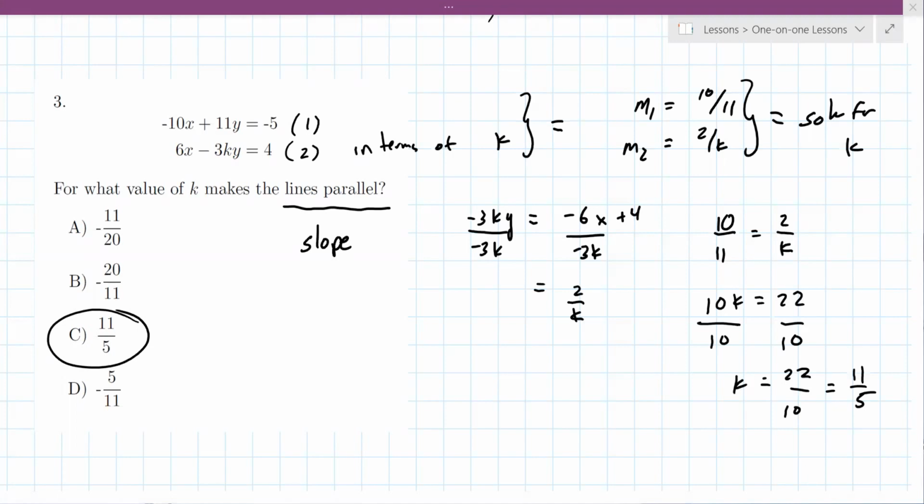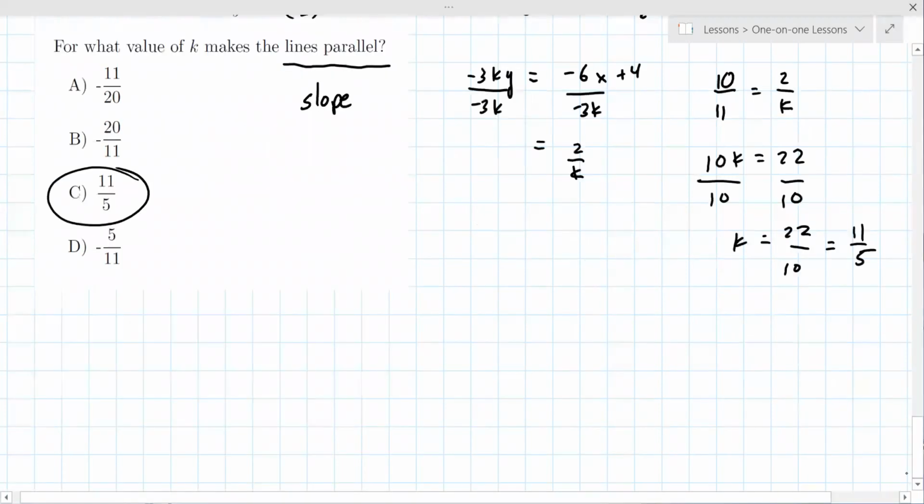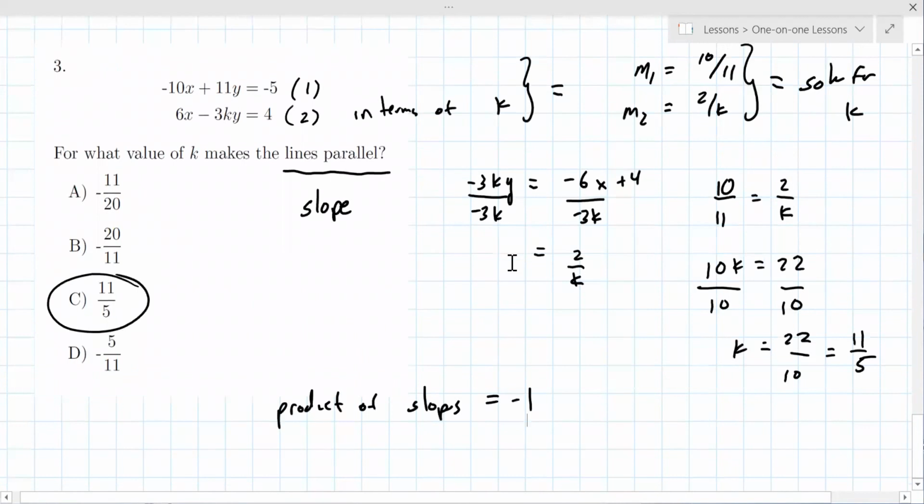What would you do if it said perpendicular instead of parallel? So we can do that. If they're perpendicular, the slopes are opposite reciprocals, so the product of the slopes is -1. Okay. So you found the first slope was 10 over 11. The second slope was 2 over k. That product has to be -1. Oh, okay.